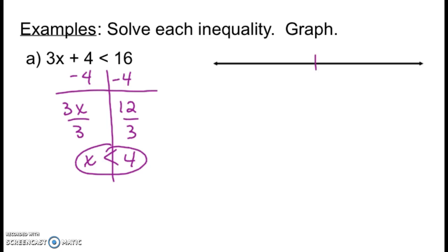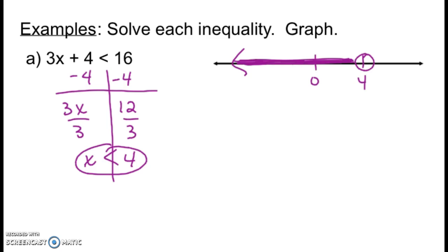When I graph it, if I put 0 on the number line, I'll put a 4 here. And I have to see, well, is 4 less than 4? It's not, so it gets an open circle. And then I shade the area that makes this true, which should be this stuff over on the left. This is all less than 4.